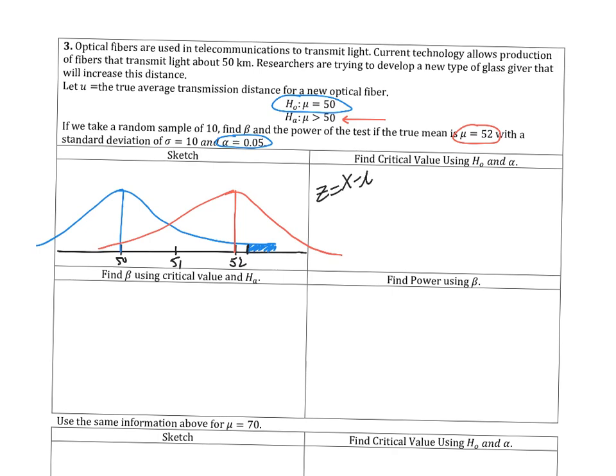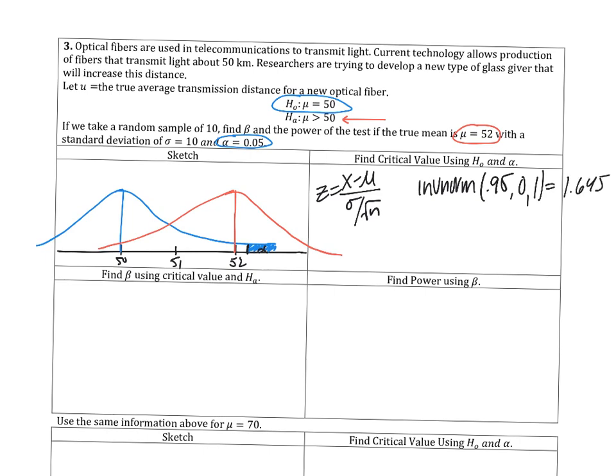Z equals x minus mu over sigma over root n. This area up here, this alpha is 0.05, so I'm going to find that z value. Inverse norm, the area to the left is 0.95, 0 and 1. That would be 1.65. Yeah, 1.65.